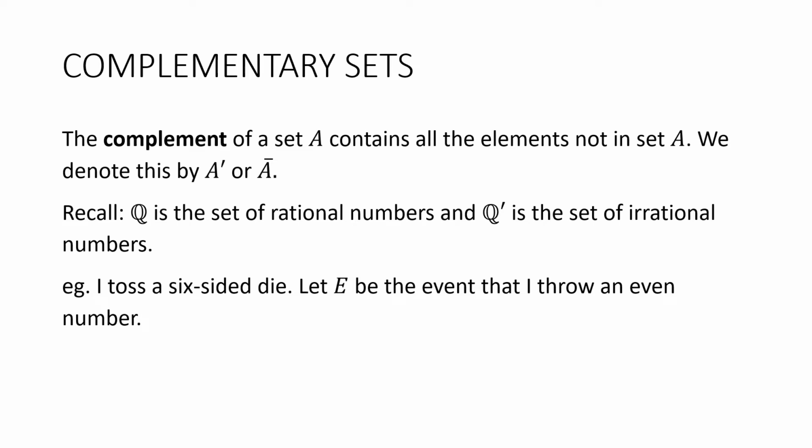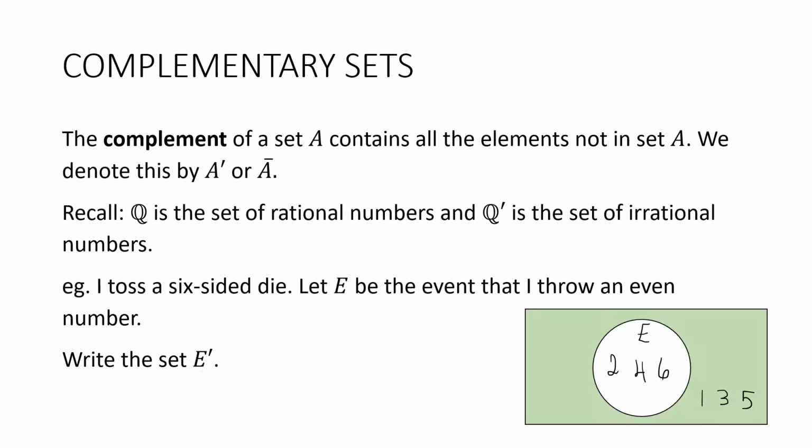Here's another one. I toss a 6-sided die. Let E be the event that I throw an even number. Write the set, the complement of E. So if we draw it up, here's the set E with the numbers 2, 4, and 6. Outside of that set, but still inside the universal set, are the numbers 1, 3, 5. And this is the complement of E. So E' is the set 1, 3, 5.